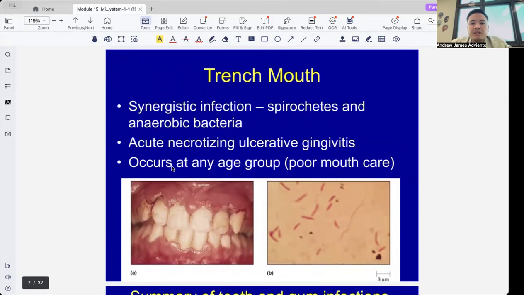Next is the trench mouth. So the trench mouth is a severe gum infection caused by a combination of bacteria. So it leads to painful bleeding gums and is often linked to poor oral hygiene, and it can affect individuals of any age.